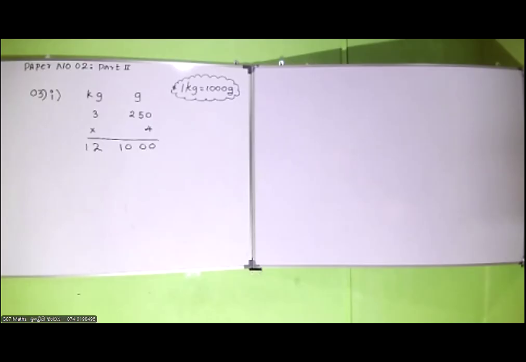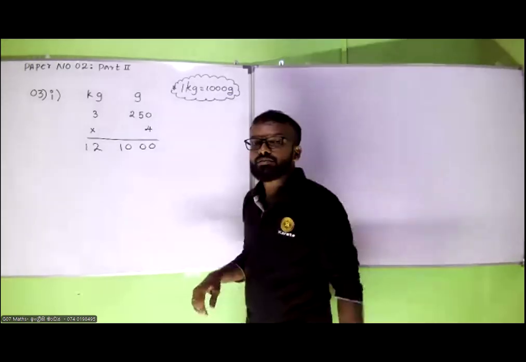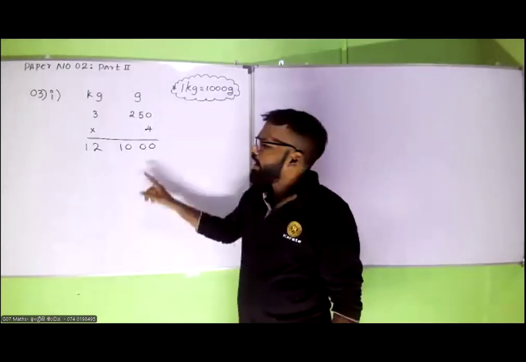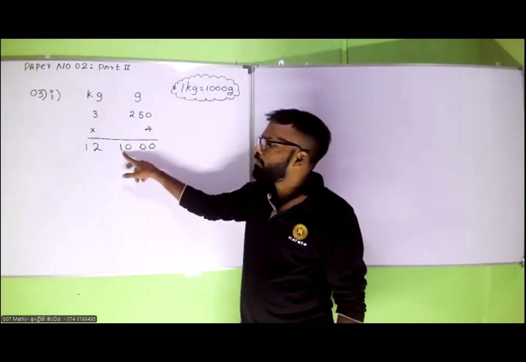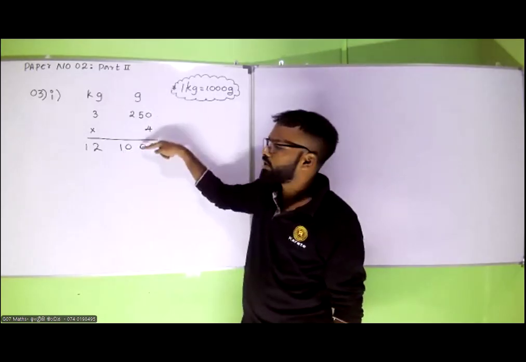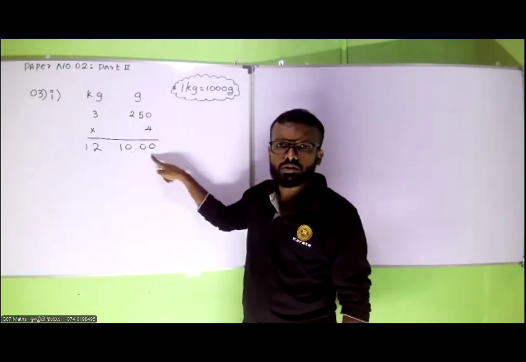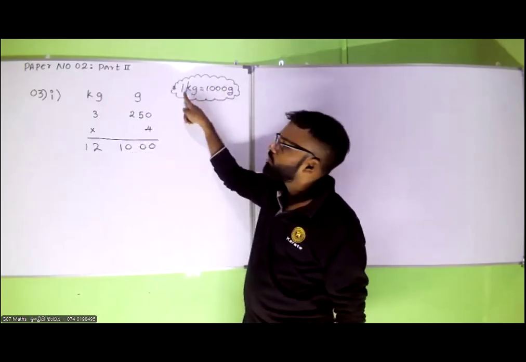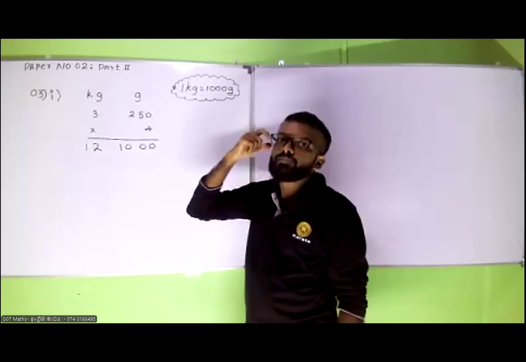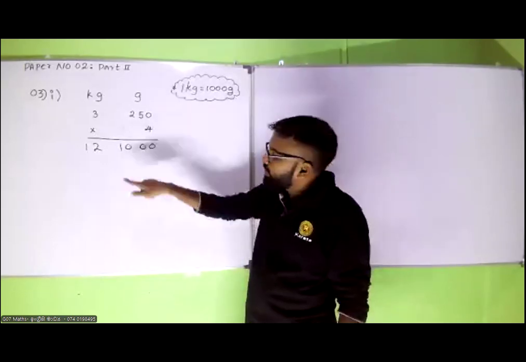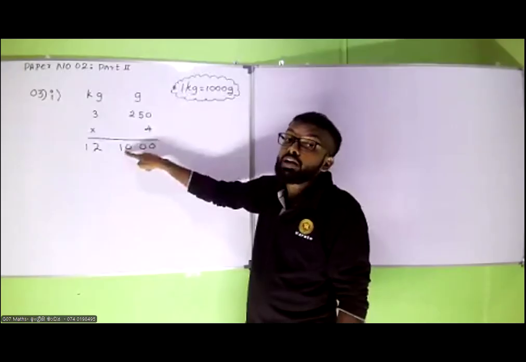No, sir. What is the wrong point? Where have I done something wrong? Can we keep number 1 here on the gram side? On the gram side we have 1,000 grams. 1,000 grams equals 1 kilogram. So we cannot keep this one here.